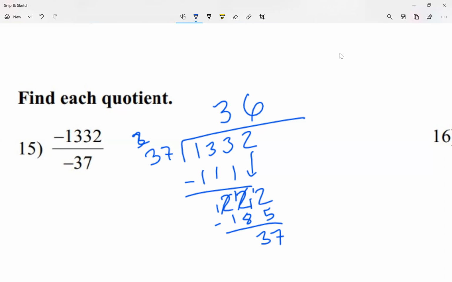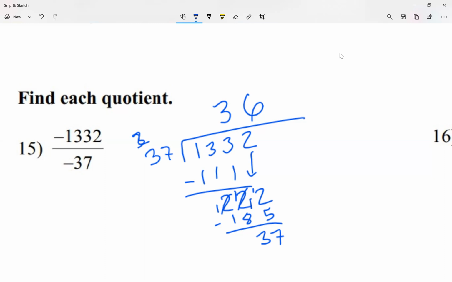Then I take a look at my signs. I have 2 negative signs. Now, usually the rule that we say is, when the signs are the same, my answer is positive. So 2 negatives, 2 positives. If the signs are different, then the answer is negative.